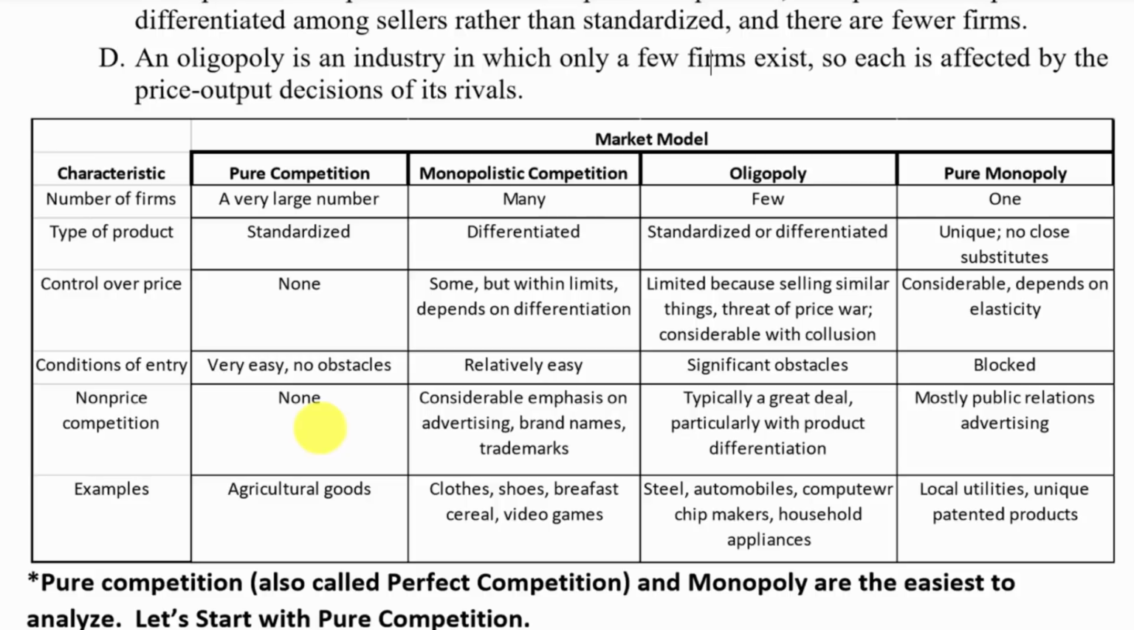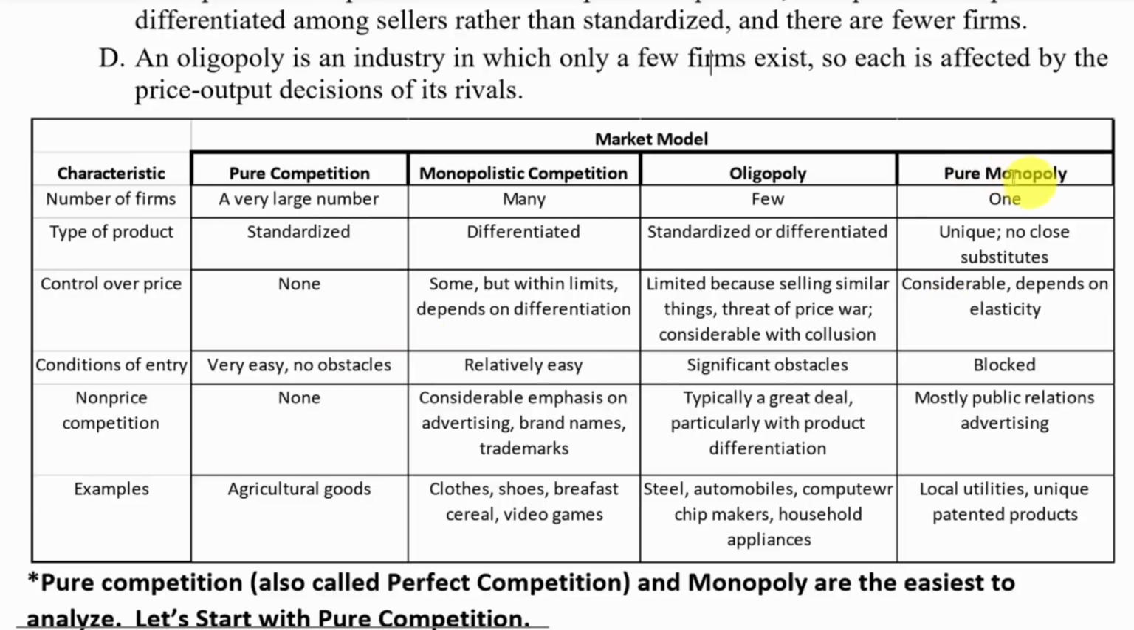If you're selling wheat, or if you're selling corn, and corn is corn and wheat is wheat, there's no reason for you to advertise your product because what you're selling is exactly the same as what everyone else is selling. And this is the most common example we give of pure competition: standardized farm products like wheat or rice or corn or soybeans. There's a market price, and that's what you're going to sell your product at.